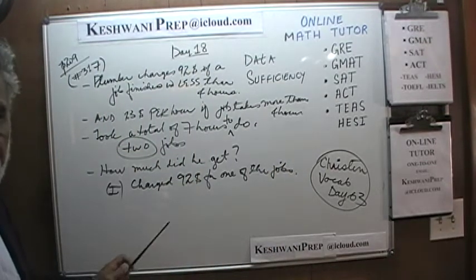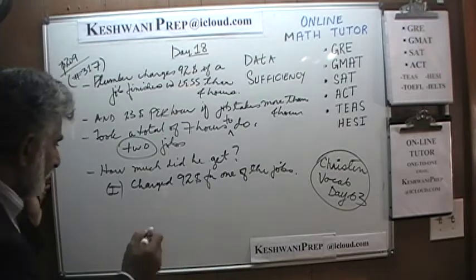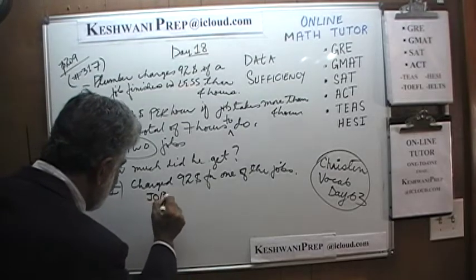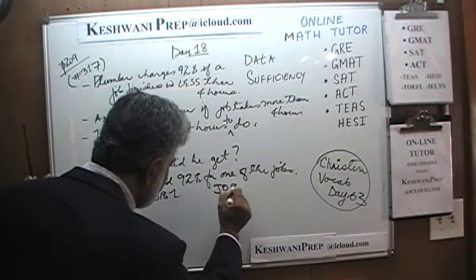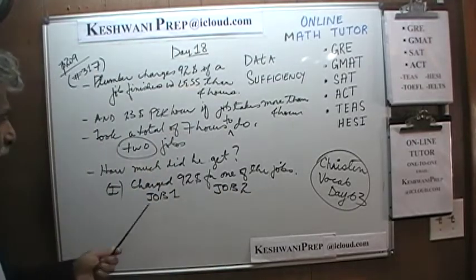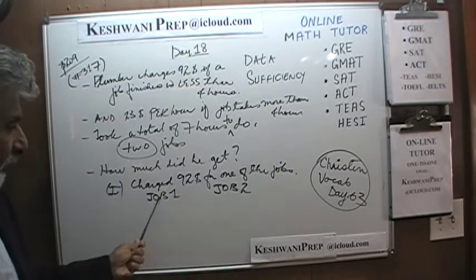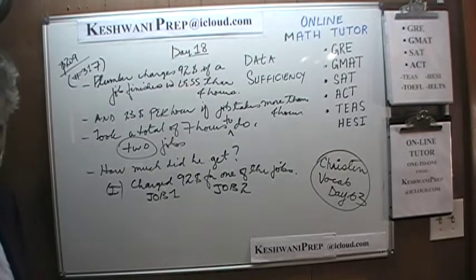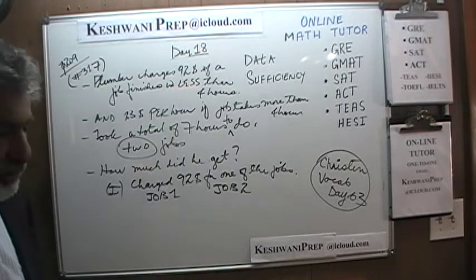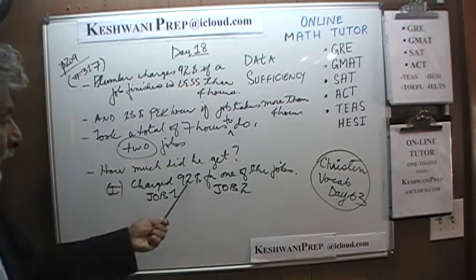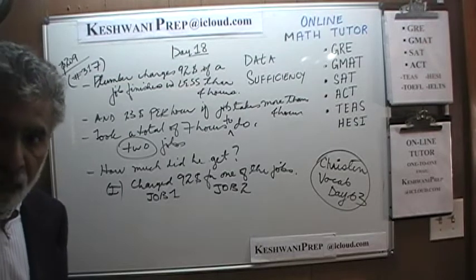The problem here is that we do know now that there were two jobs that he did. Job number one and job number two. And our job is to figure out how much did we pay him altogether for having done these two jobs. And that's what we're trying to figure out. How much did we pay him for the two jobs? We do know now that we paid him $92 for one of the jobs.